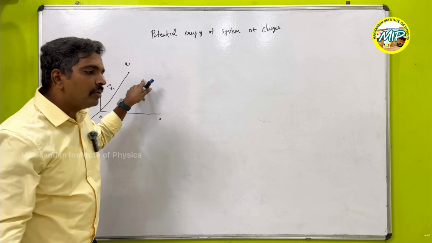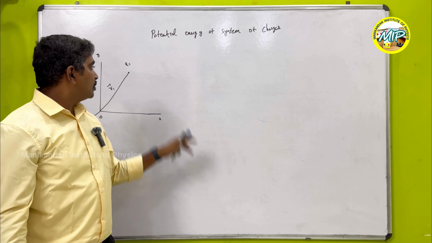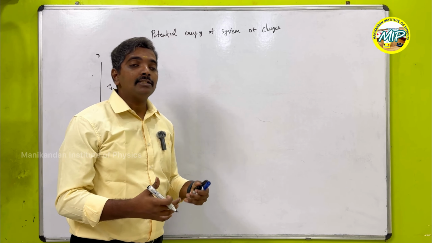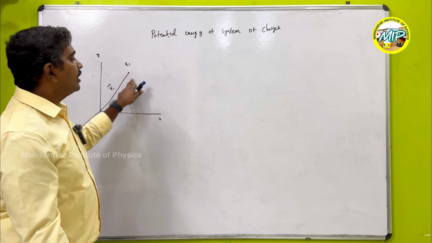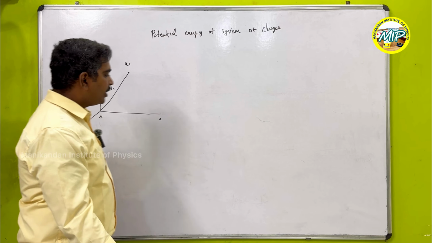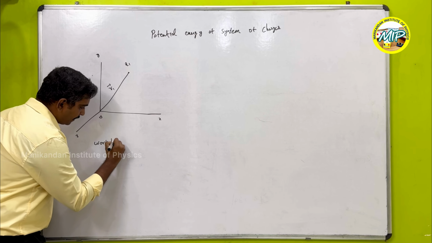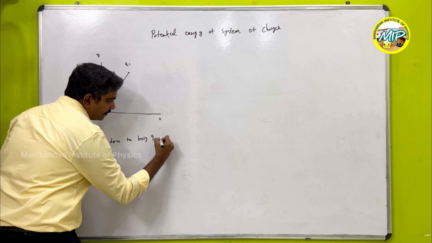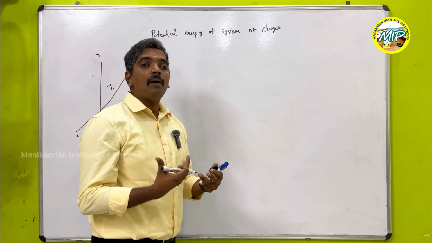The amount of work done required to bring this charge is going to be 0. Why is it 0? Because there is no opposition. According to the work-energy theorem, if you are doing work against some force, this work done is stored as the energy of the system. In this case, there is no opposition, so the work done bringing this charge from infinity to this point is 0. So the work done to bring q1 is 0 because there is no opposition.